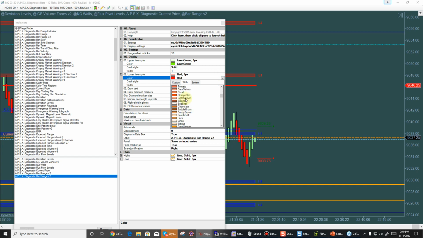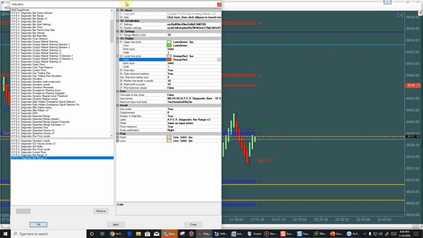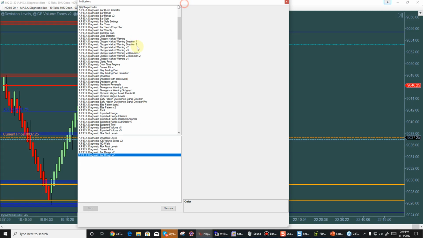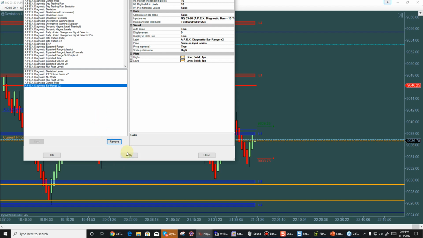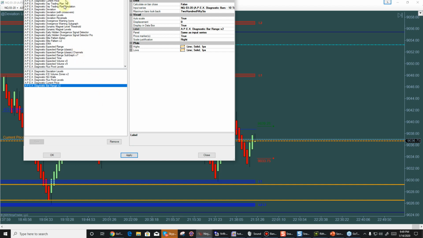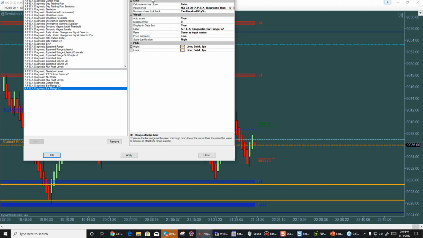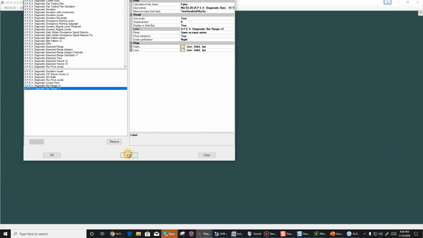So we come up with some other color over here. Trying to make this thing smaller. There we go. Hit apply. Well, it should add it. All right, let me add it again. Here we go. Bar range version 2. Here we go.